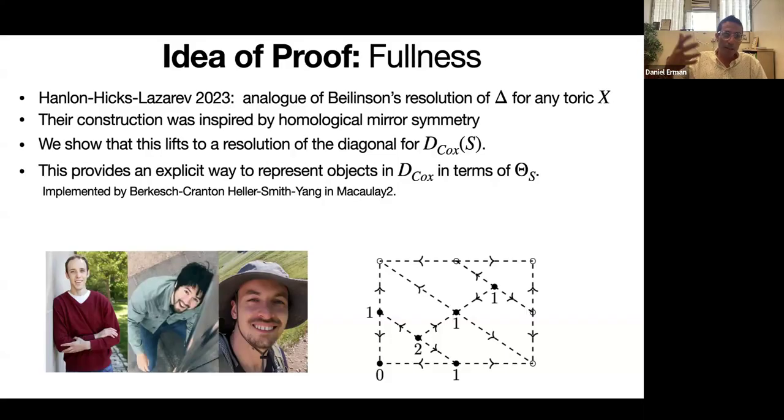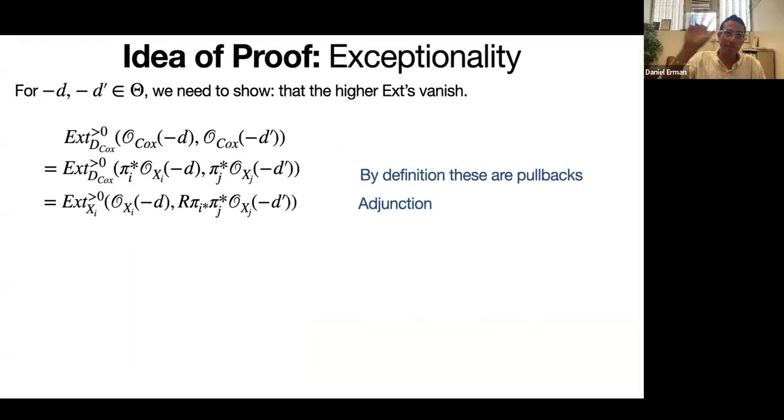We show that their resolution lifts to a kind of categorical resolution of the diagonal in a precise sense. This can all be done explicitly, by the way. Christine and Lauren and Greg and Jay have actually implemented algorithms to do this all. Okay, so that's fullness. The trickier part is exceptionality.